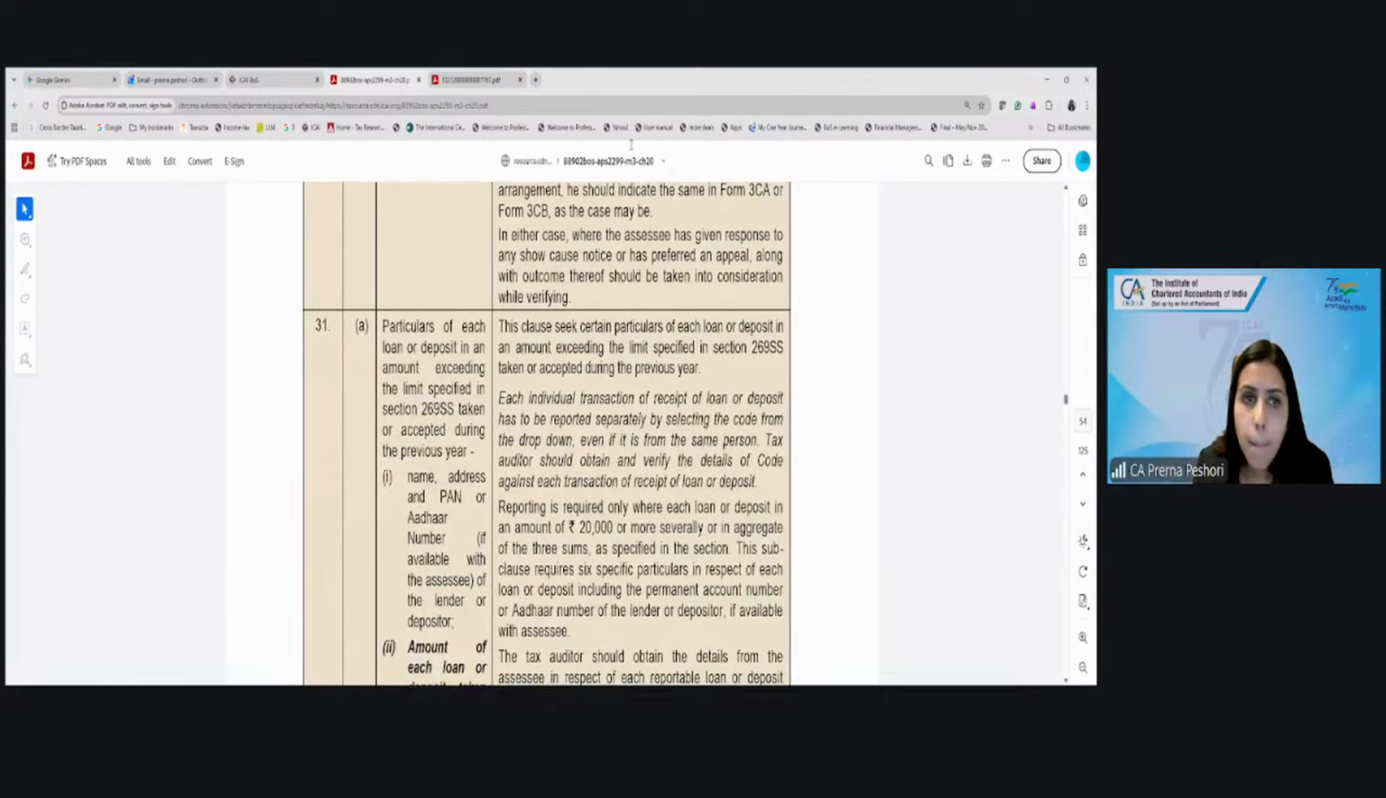Yes or no? Okay. Next is clause 31, which is asking you about particulars of loan or deposit in an amount exceeding the limit specified in 269SS taken or accepted during the previous year. What is 269SS?